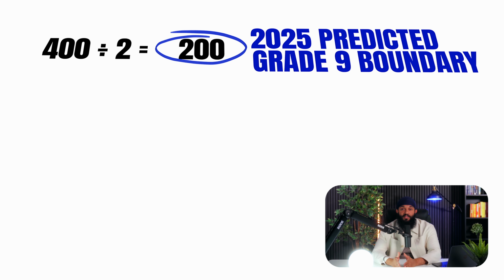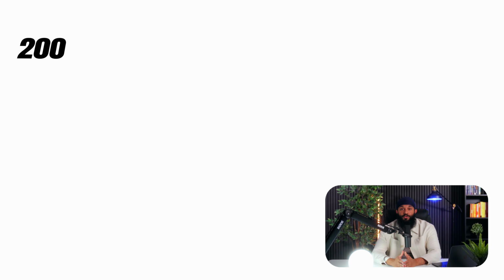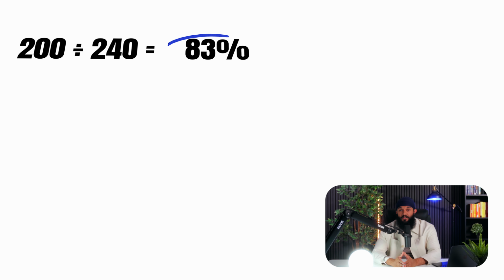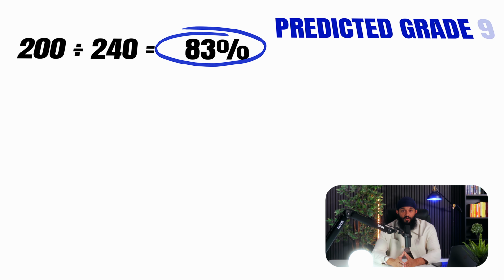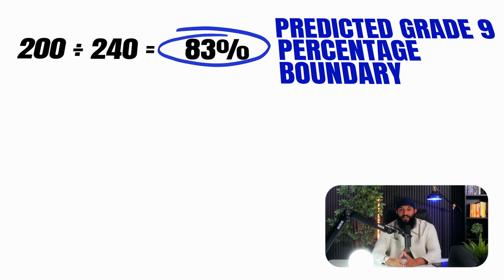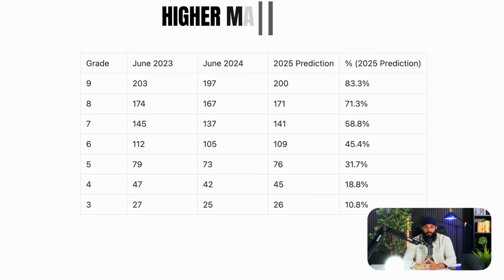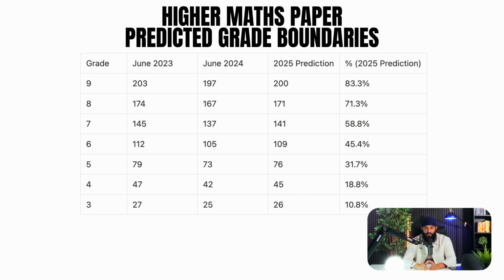Now you can get this value of 200, divide it by 240, which is the total marks that you can achieve. And that will let you know the percentage. So if we do 200 divided by 240, we get 83% for a grade 9. Now I'm going to start with the higher maths paper and I'm going to summarize this in the table above. Now as we can see, you need less than half marks, only 45% to get a grade 6.